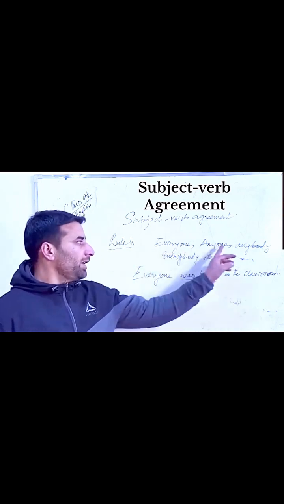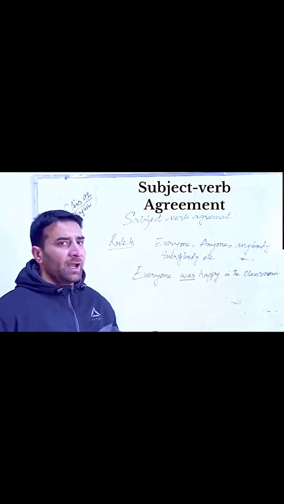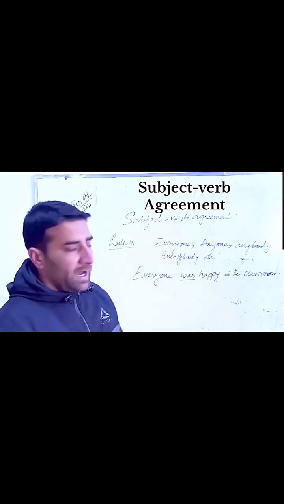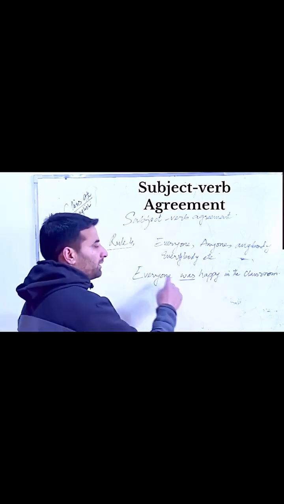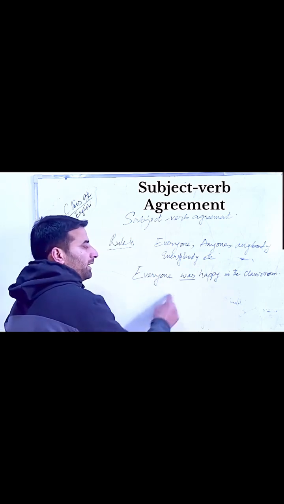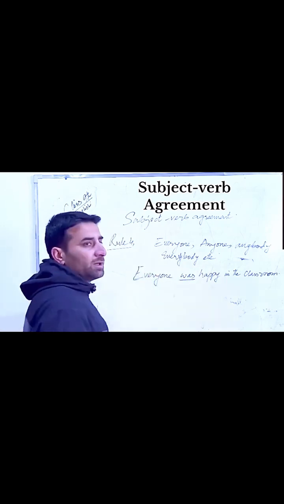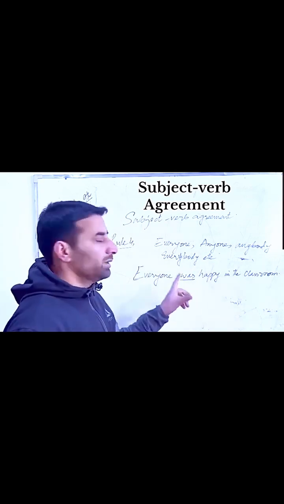So these everyone, anybody, anyone, everybody, and likewise these other words, they are always considered as singulars, and the subject phrase, this everyone here, is acting as the subject of this very sentence, so the corresponding verb must be a singular verb.